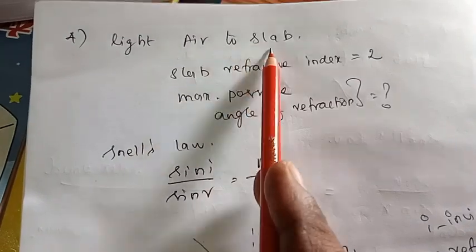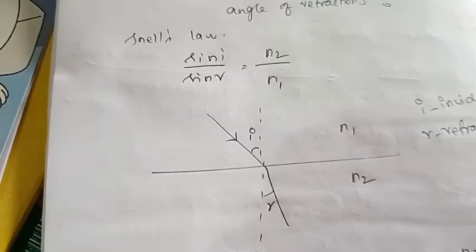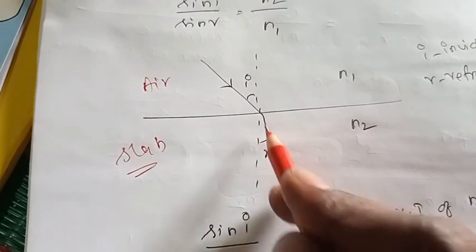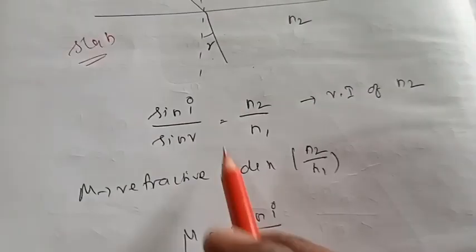So light goes from air to the slab. Light travels in air, this one is the air medium, this one is the slab, which may be glass or something. The slab's refractive index is 2, so N2 is 2. They are asking for the maximum possible angle of refraction. This is the angle they are asking. Snell's law: sin I by sin R equals N2 by N1. This one is I, this one is R.